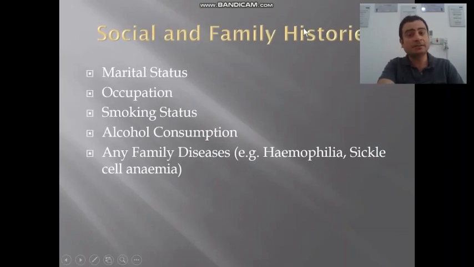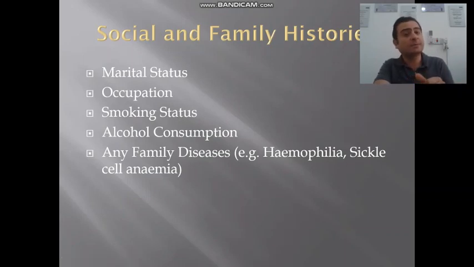Social and family histories. We ask the patients about marital status, occupation, smoking status, alcohol consumption, and any familial disease. Marital status, for example, whether the patient is single, married, divorced, whatsoever. Occupation, as we said, there are certain illnesses related to work. Smoking status: if the patient smokes, what type of smoking? Is it cigarette smoking, water pipe smoking, electronic cigarette smoking? All of these need to be established and you make note of it. How much does the patient smoke? Is it one pack, one cigarette per day?